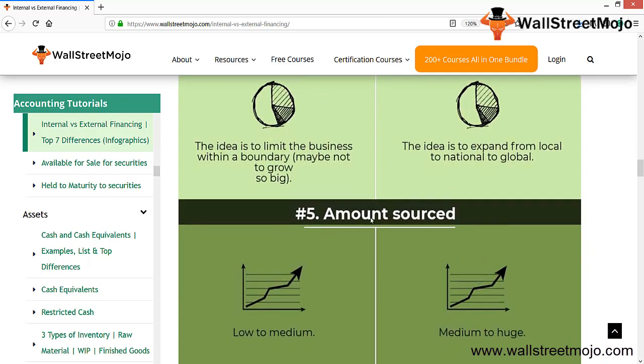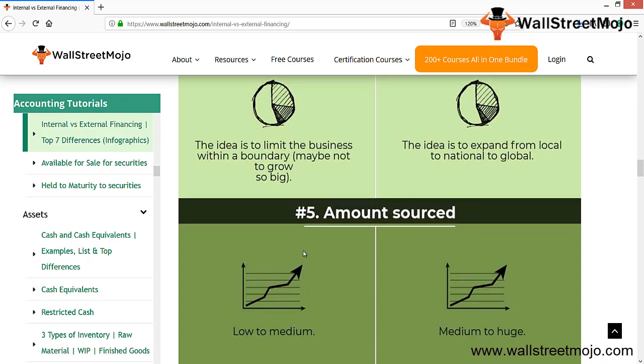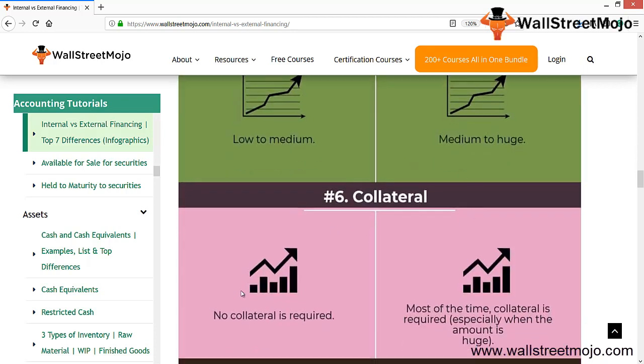Now, what is the amount source? As we discussed up till the 4 points, here it is low to medium, and here it is medium to high, because of the purpose. Over here, the purpose is different, and that defines the amount. Now, what exactly do you need to give for the collateral? No collateral is required. Why would you require a collateral for your own funds? No one's going to ask you for the collateral.